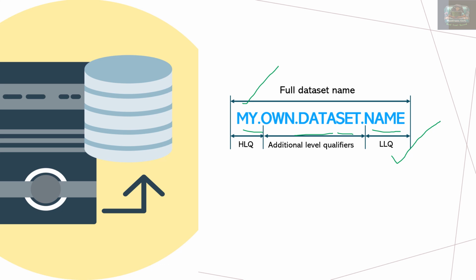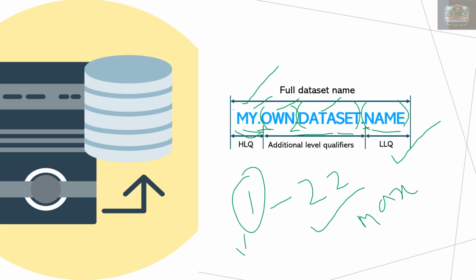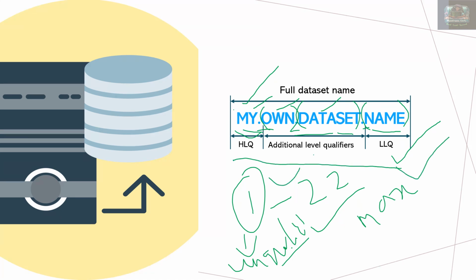So this is how a dataset, meaning a file, is named in a mainframe: it is separated by periods and will have different segments. Each separation between periods is called a segment, and you can have 1 to 22 segments maximum. When it is one segment, you call it an unqualified name. When it is more than one segment, it is called a qualified name, and it will have different levels of qualification.